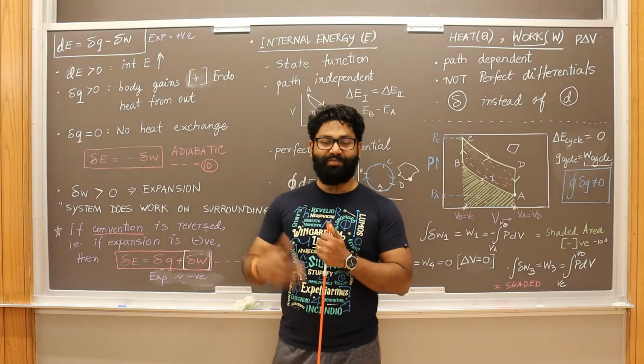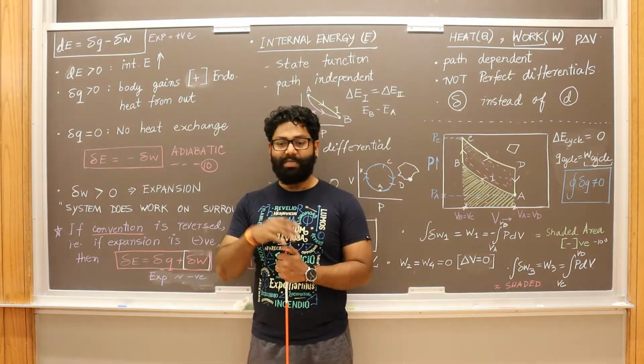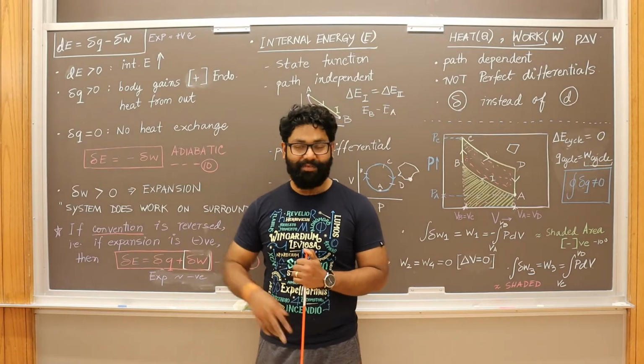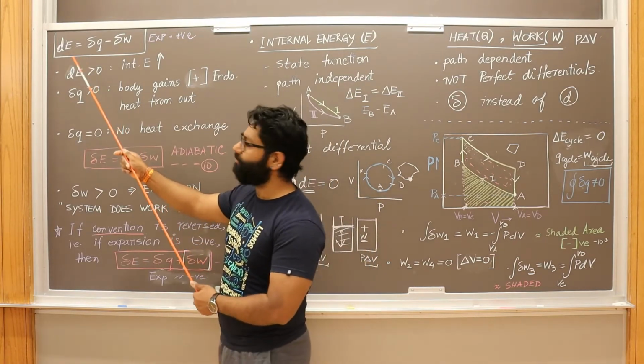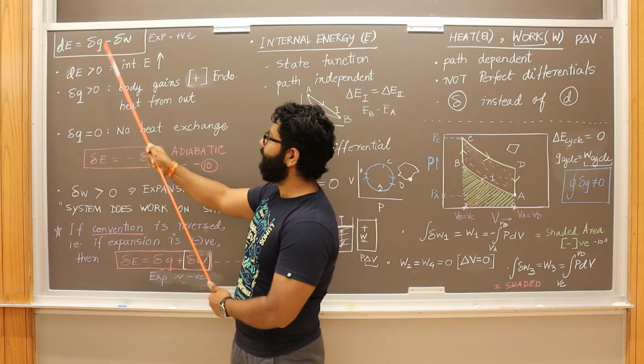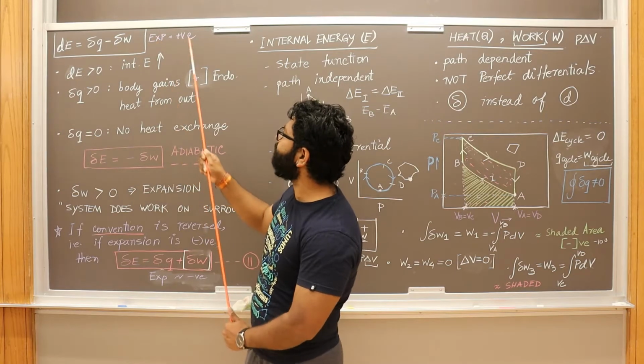Okay, so now once we have understood what the first law of thermodynamics means, let's go into some of the special cases which will be very interesting. Okay, so we know that the first law of thermodynamics is this: dE is equal to del Q minus del W. And the convention that we have used is expansion is positive.